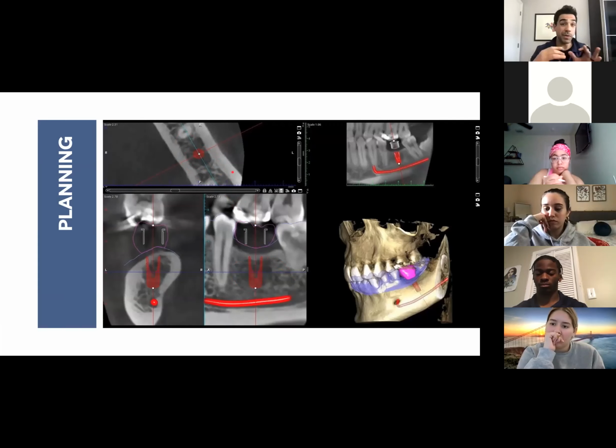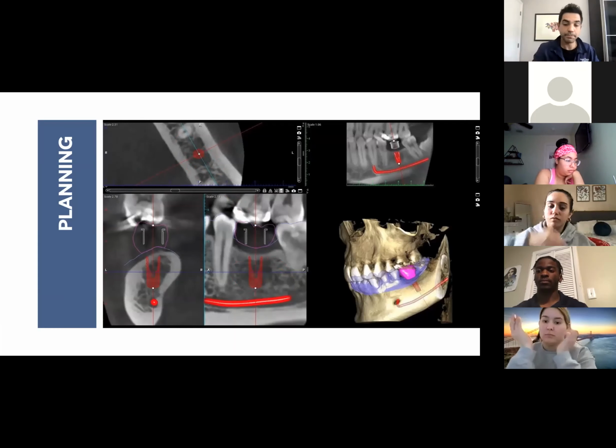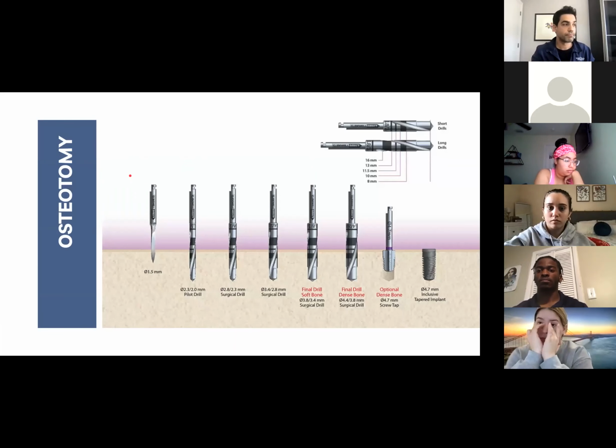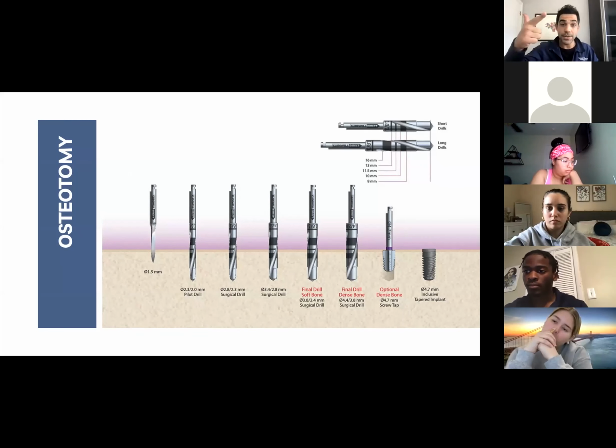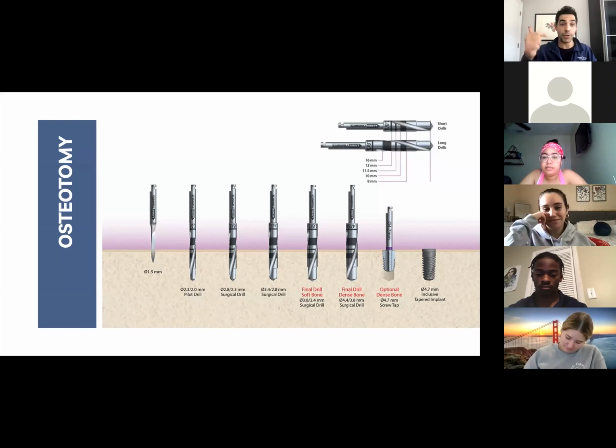Sometimes we need to alter the position of the implant a little bit depending on how much bone we have. And sometimes we have to say, all right, we just have to add more bone. So it all depends, and it depends on how comfortable the practitioner is with all of those different steps. So step 1 is a plan. Step 2 is the osteotomy. That is a fancy name for a hole in the bone. Osteotomy means drilling a hole in your jawbone.